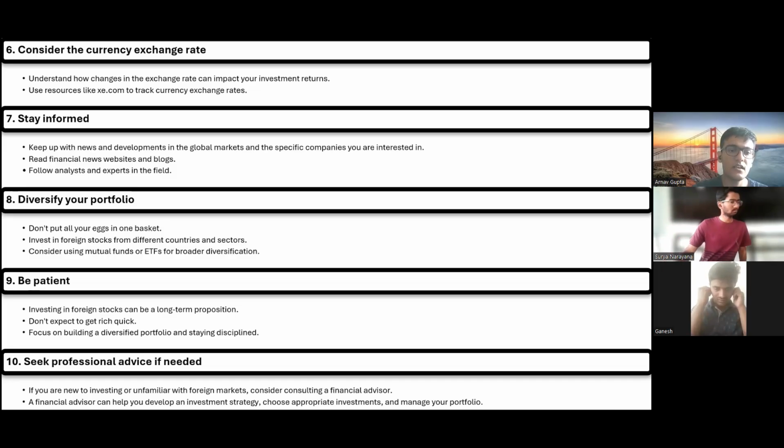Ninth, be patient. Investing in foreign stocks can be a long-term proposition. Don't expect to get rich quick. Focus on building a diversified portfolio and staying disciplined.